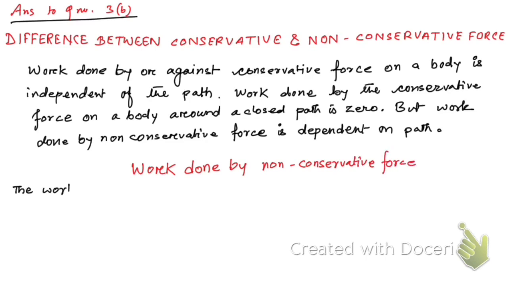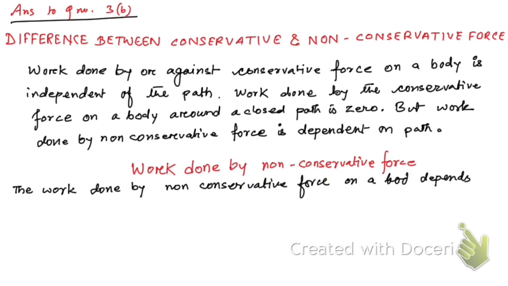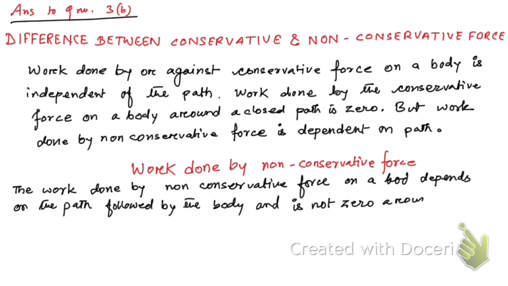So the work done by a non-conservative force, as we know, is path dependent. Okay, on a body, it depends on the path followed by the body, and is not 0 around a closed path. So that means work done by a non-conservative force on a body depends on the path. For a longer path, the work done will be greater.